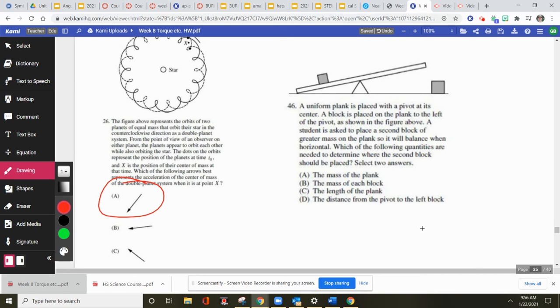A uniform plank is placed with a pivot at its center. Yeah, it's called a fulcrum. The block is placed on the plank to the left. The student is asked to place a second block of greater mass on the plank so it will balance when horizontal. Which of the following quantities are needed to determine where the second block should be placed? Select two answers.